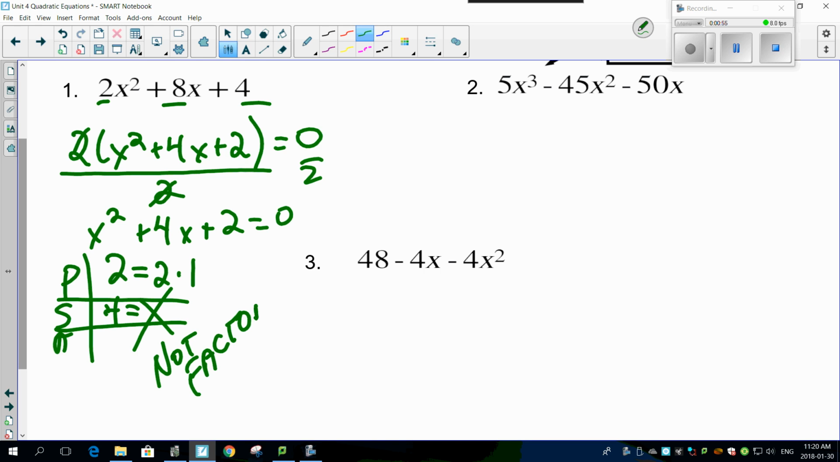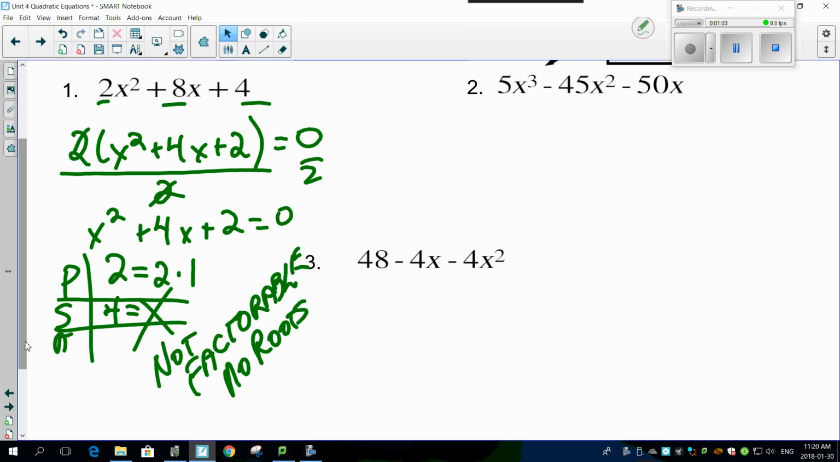And the cool thing about this, since it's not factorable, what does that mean? That means that there are no roots. So I got a question for you. What do you think this graph is going to look like? If it has no real roots, it means it's not going to touch the x-axis. Isn't that interesting? Let's go to this next question over here.